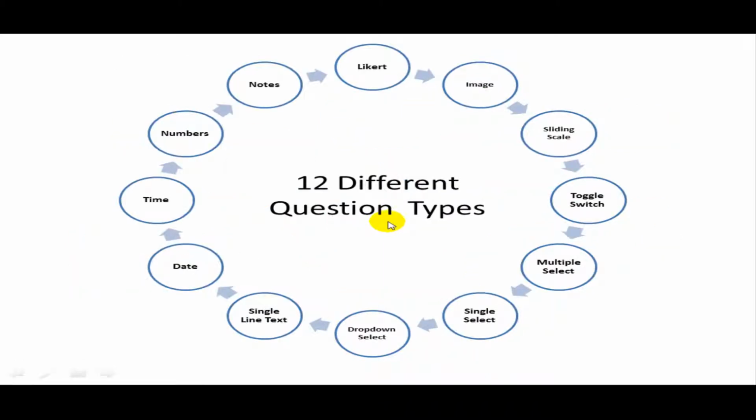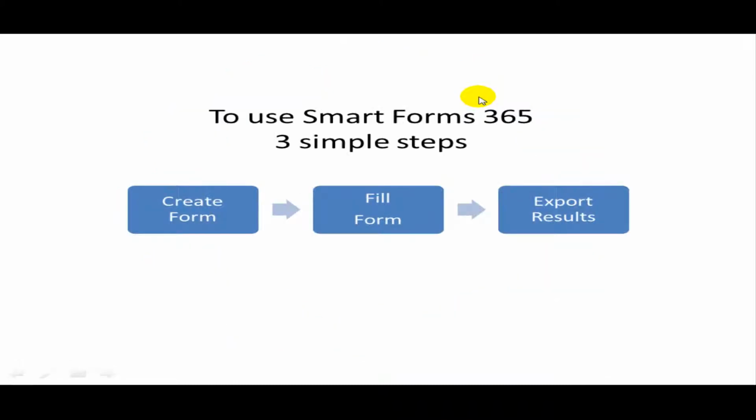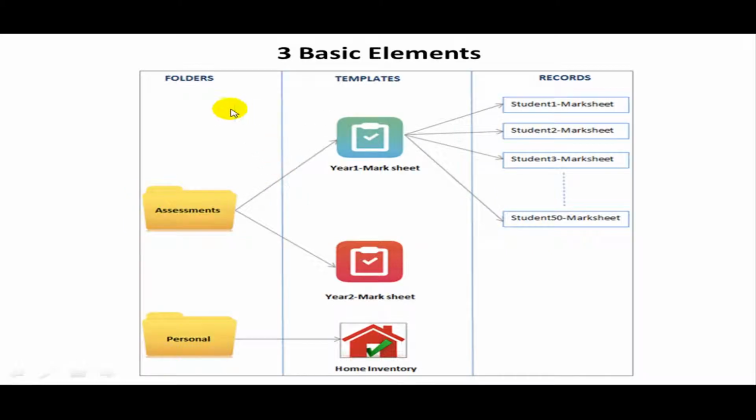It provides different question types to choose from, ranging from a simple single select, multiple select, drop down select and various other date and time, to a more media rich question type like images, where the user can upload an image in the form. To use SmartForms 365, follow 3 simple steps: create form, fill form and export results in HTML or CSV format. It consists of 3 basic elements: folders, templates and records.